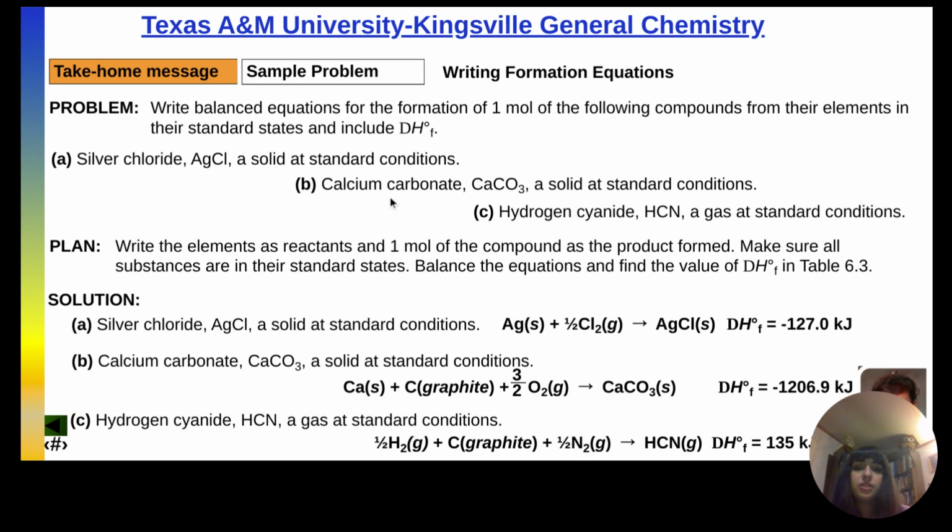B: calcium carbonate, CaCO3, a solid at standard conditions. C: hydrogen cyanide, HCN, a gas at standard conditions. Those are the three compounds that we are working with today.